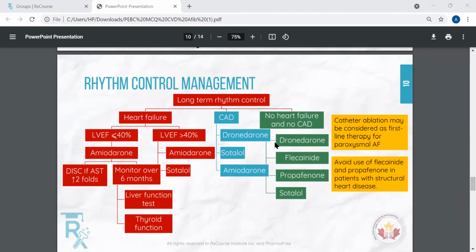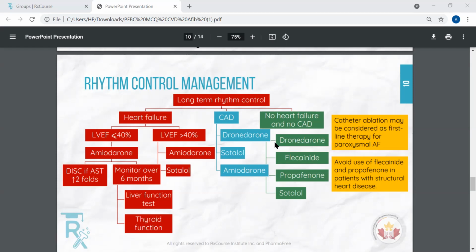Regardless of this slide for now, what usually happens generally in atrial fibrillation patients? I need first to control the rate. I give something to control the rate, something like a beta blocker or a calcium channel blocker, verapamil or diltiazem, depending on the patient.